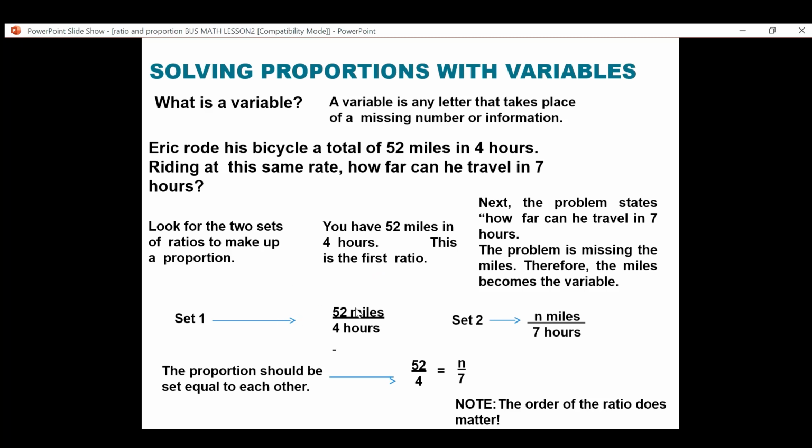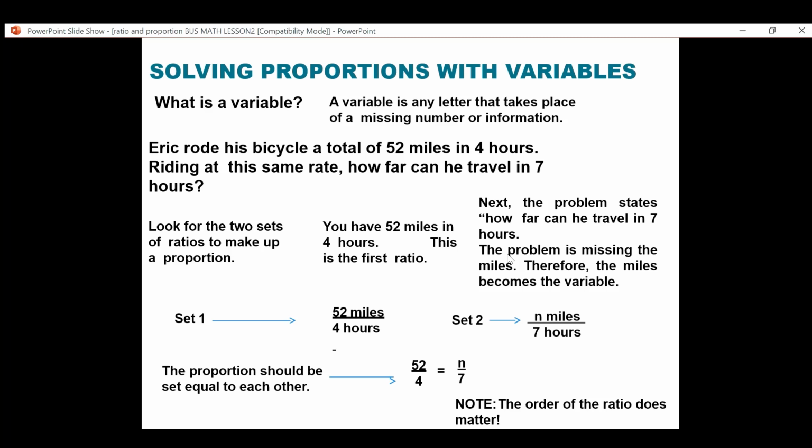So we have 52 miles over 4 hours. So we can have 52 miles in 4 hours. So we can use this ratio in solving the problem. And then next, the problem states how far can he travel in 7 hours.